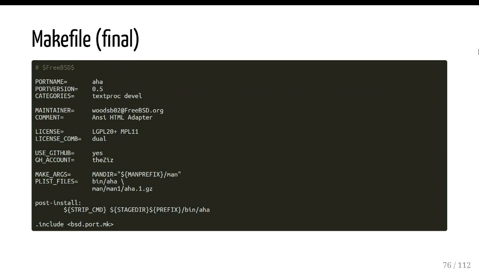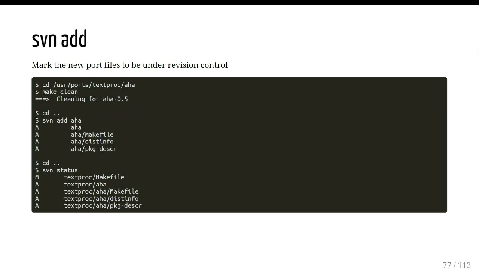And that's what the final Makefile looks like after we've added our new MAKE_ARGS to fix the MANDIR location, and we've added in our plist entry, and we've added in our strip command. So this is now the final port Makefile.